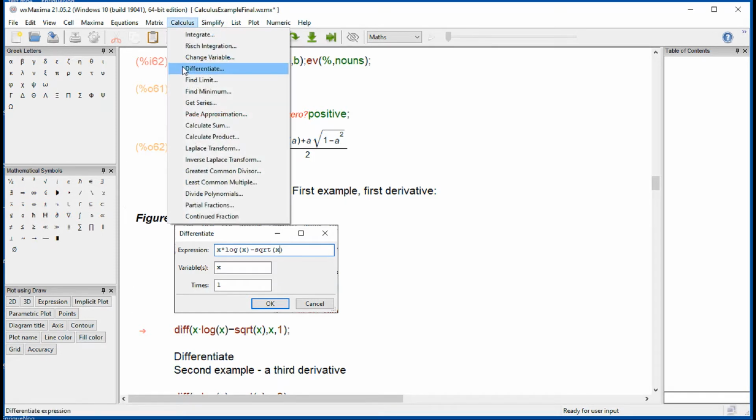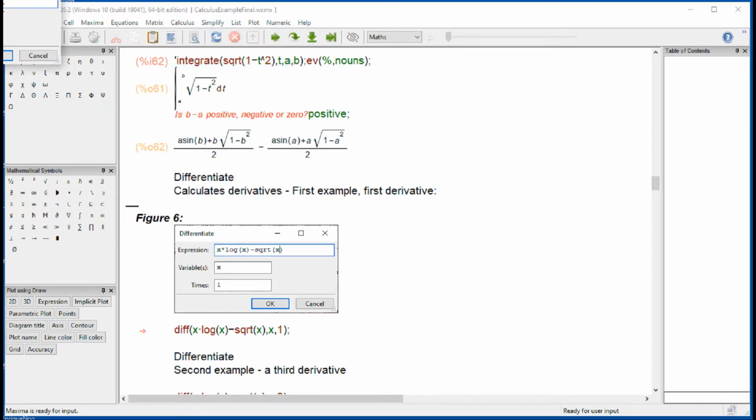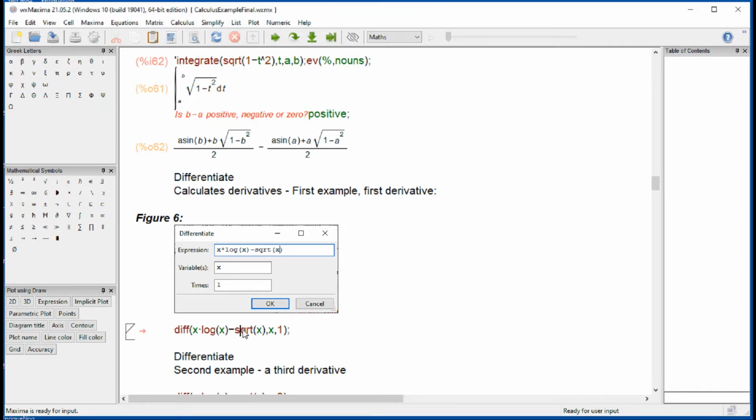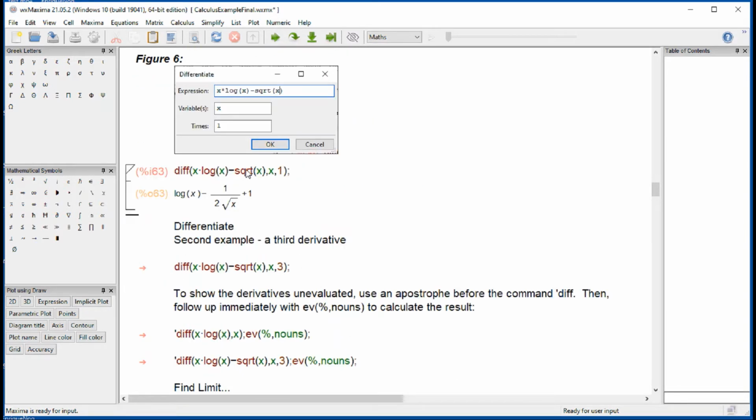If we use Calculus, Differentiate, we get an entry form. We can replace our expression to take the derivative, select our derivation variable, and indicate how many times we're going to take that derivative. In this case, we are doing one derivative, and we get this result. The differentiate box triggers the command diff, which means differentiate. When we do Shift+Enter here, it tells me that the derivative of x log of x minus square root of x is equal to this.